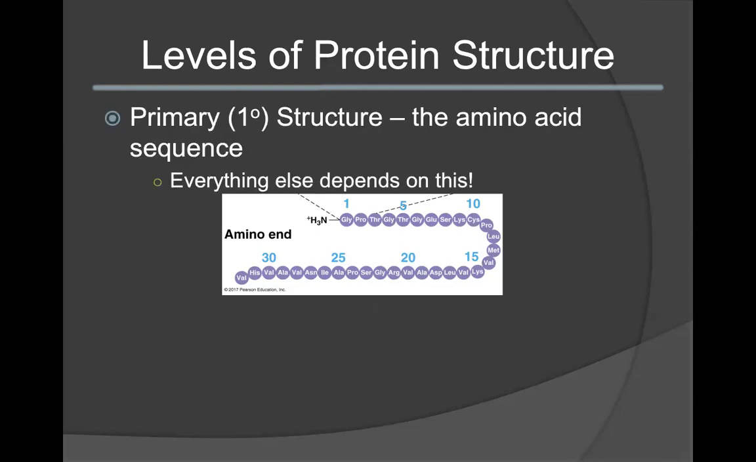The primary structure of an amino acid simply refers to the amino acid sequence. This is your base polypeptide chain that consists of all of your amino acids joined together by the peptide bonds. You would see an N-terminus and a C-terminus within your polypeptide chain, designated in your primary structure. Everything in your protein will depend upon this primary structure.